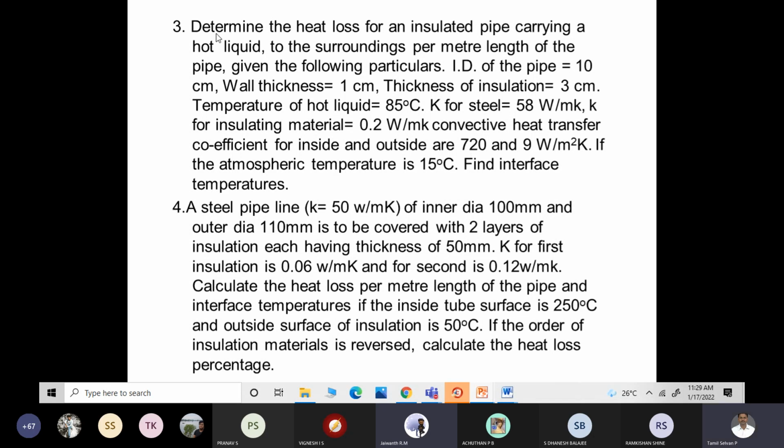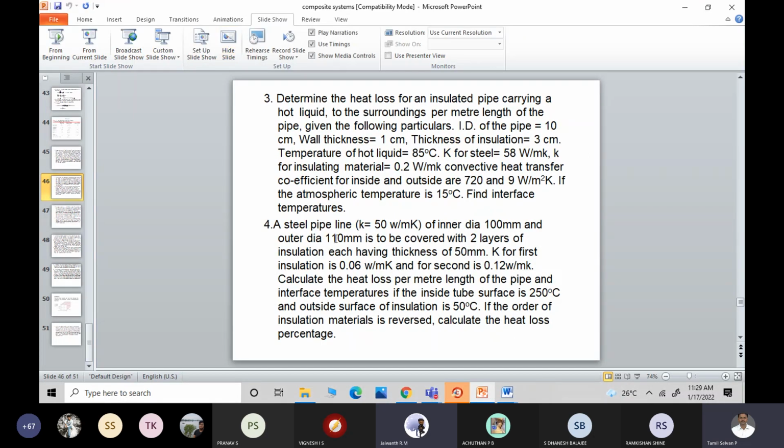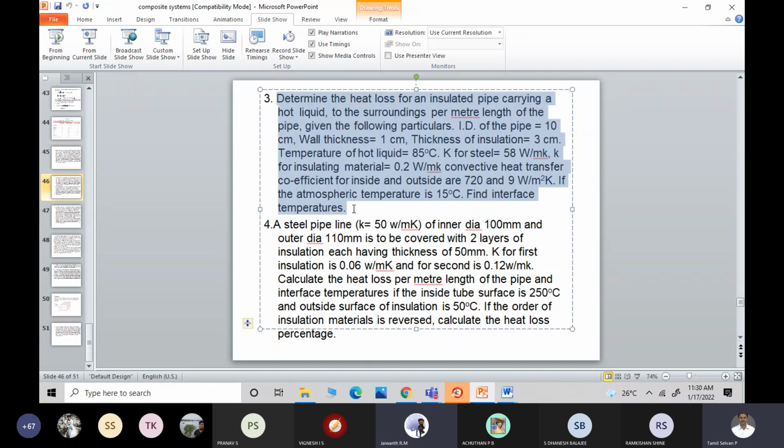You can take down the third problem. I will just solve this, and then I will go to the concept of critical radius of insulation.